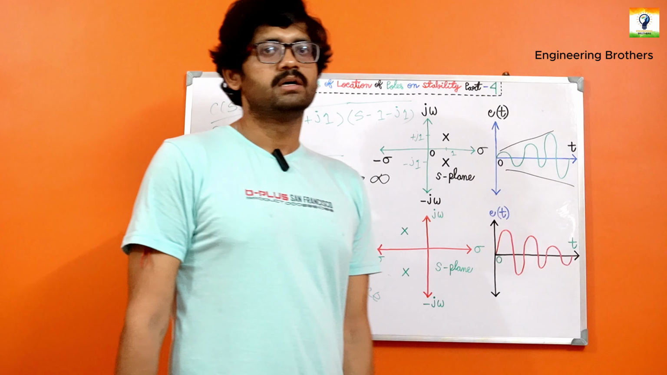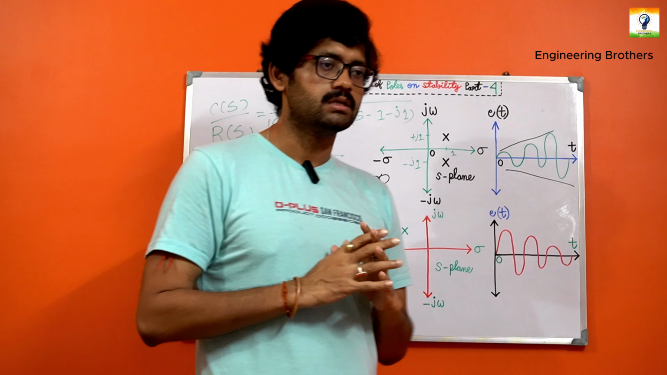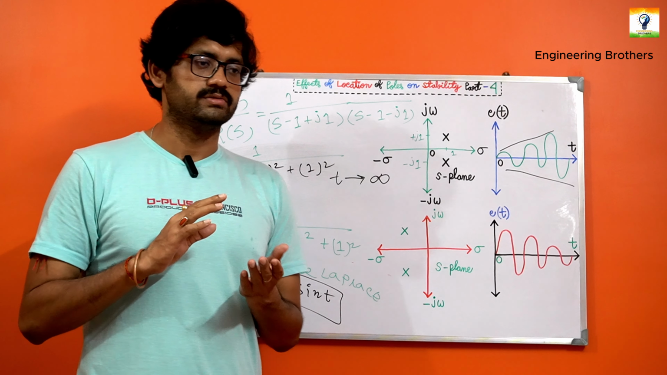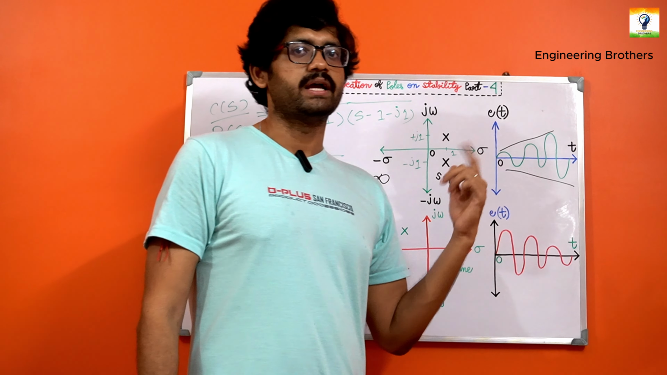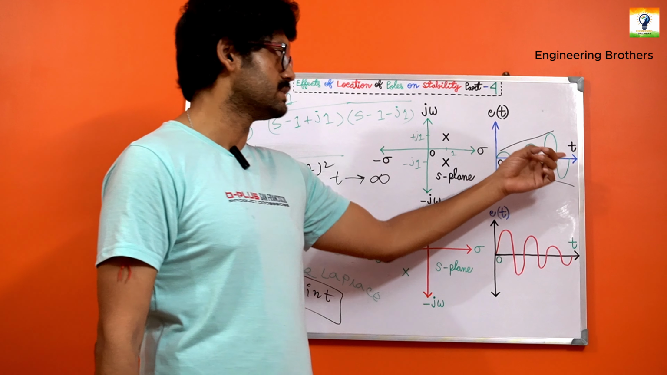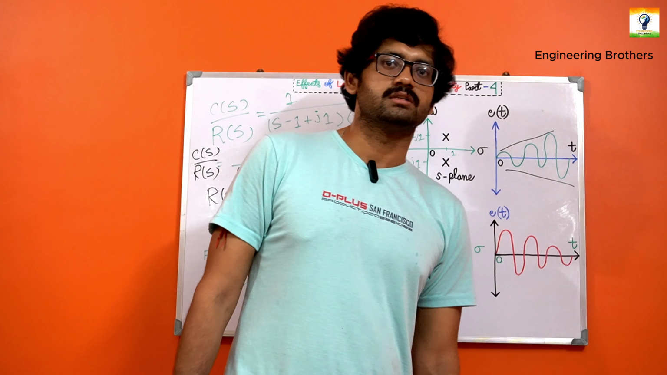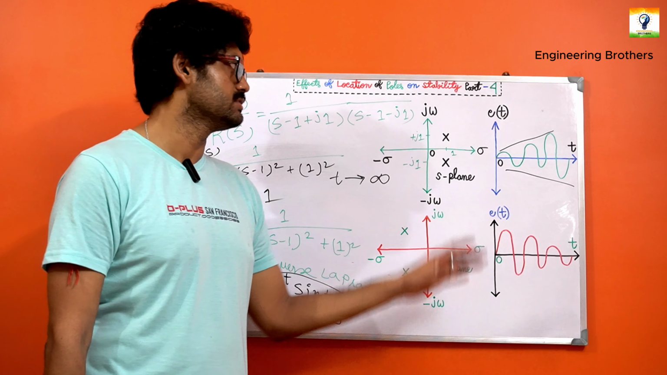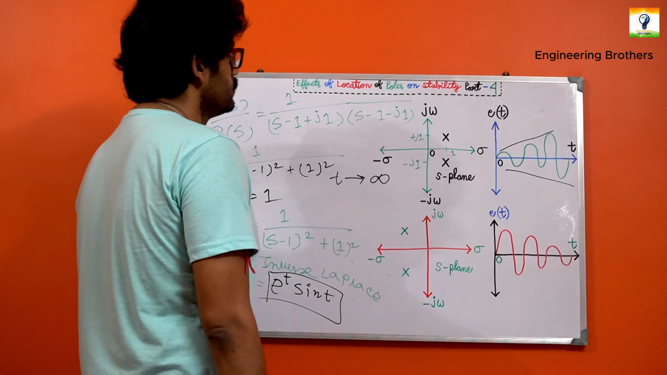Why? Because the plot has an oscillatory nature, and there is a tendency to go to infinite value, and we cannot get any sort of finite value in these oscillatory curves. That is why I can say that the system is unstable.